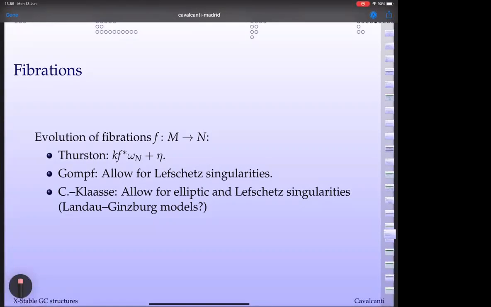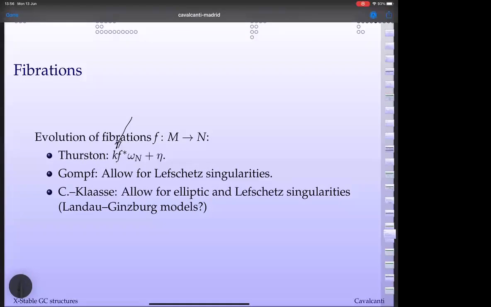a symplectic structure from the fiber, making sure that there's a closed form that does that for you. And if you put this K here big enough, then this thing becomes non-degenerate and you get a symplectic manifold. Years later, Gompf realized you can repeat the same thing, but allow for Lefschetz singularities.